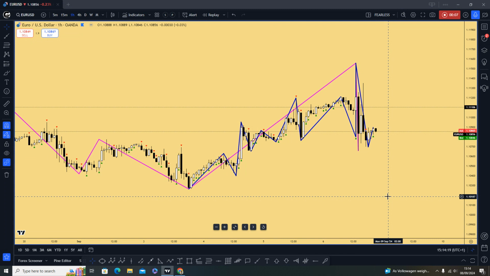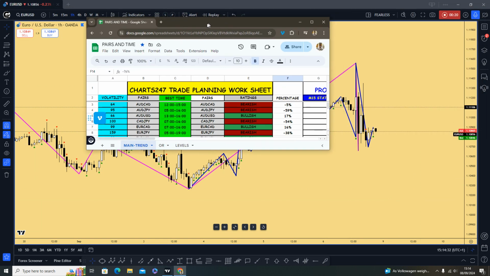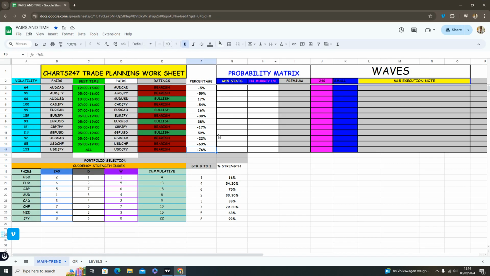So today is the 8th of September 2024. We are doing the weekly trade planning session. I haven't done this publicly in a while, so we will be looking at the portfolio selection. For those who are familiar with the way I do the weekly trade planning session, you will quickly understand what we're talking about here.